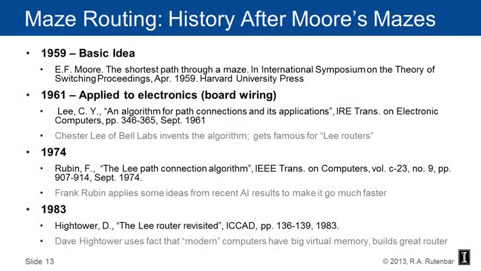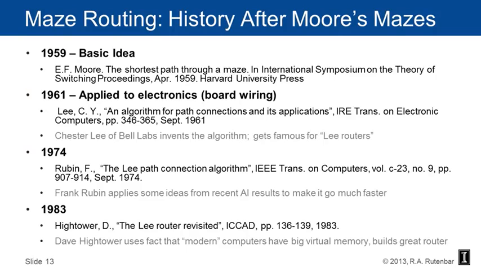So let's start our discussion of the most basic kind of maze router with just a little bit of history, I guess history, if you will, after Moore's mazes. So 1959, Moore publishes this basic idea, a certain kind of a breadth-first search through a grid, and it's really famous. In 1961, just a couple of years later, it gets applied to electronics, and in this case, the wiring of printed circuit boards. And so a person named Chester Lee at AT&T Bell Labs publishes a famous paper, An Algorithm for Path Connections and Its Applications.